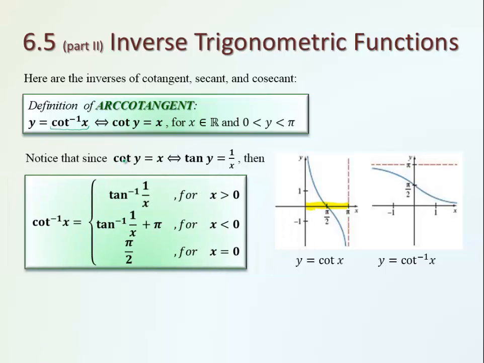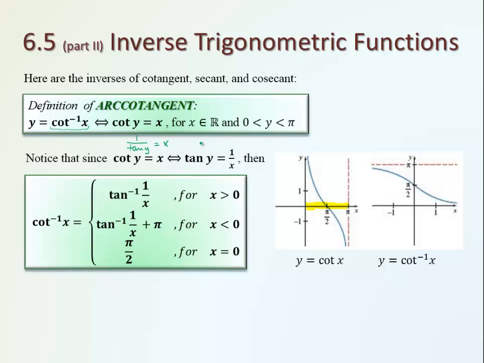Notice that since cotangent of y is x, and cotangent is 1 over tangent, therefore we can translate this equation equivalently into tangent of y is 1 over x. Because if we have the equation 1 over tangent y equals x, then we can just interchange x with tangent y, and then tangent y would be 1 over x. So this conversion may be useful when you use a calculator and there is no cotangent button, so every calculation must be done in terms of tangent.